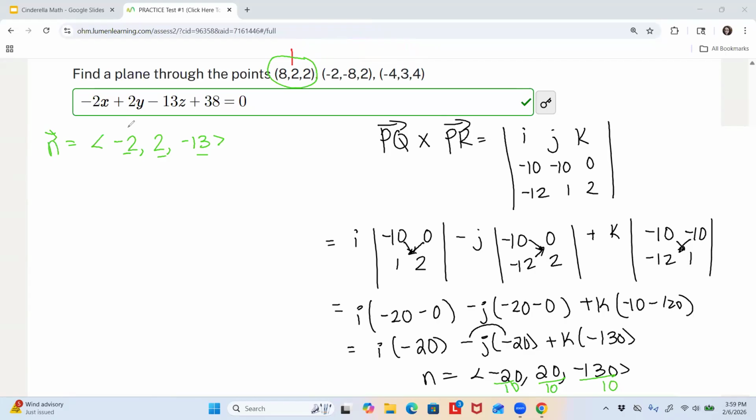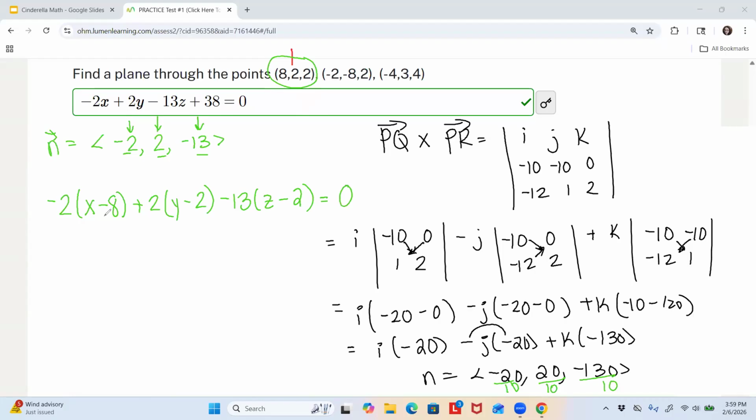So for the plane, this will be your coefficient, so negative 2, and then you do x minus the x coordinate, so 8. Then this will be your next coefficient, so positive 2. Then you do y minus the y coordinate, so 2. This will be your next coefficient, so negative 13, and you do z minus the z coordinate, so 2. And then you set that equal to 0.